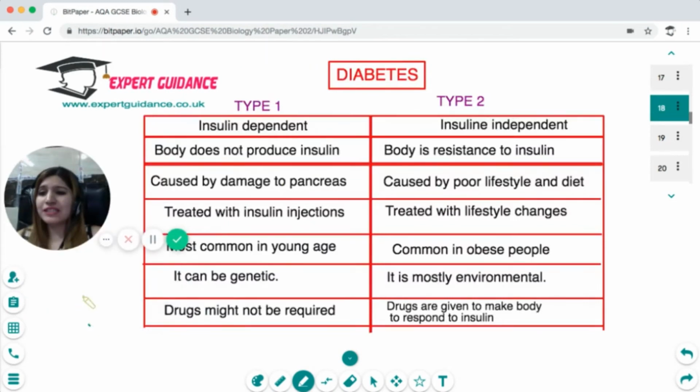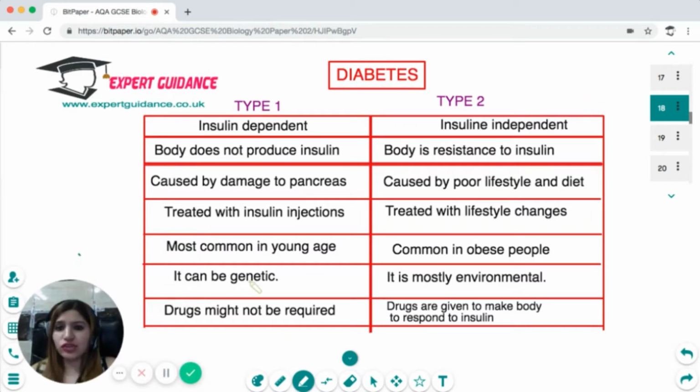Now, what happens if your body glucose level is not controlled? When the body glucose level is not controlled, it can lead to diabetes, and there are two types of diabetes, type 1 and type 2. Type 1 is insulin dependent, as in this case, the body does not produce insulin. Type 2 is insulin independent, because in this case, the body does produce insulin, but your body is not responding to it. Your body becomes resistant to insulin.